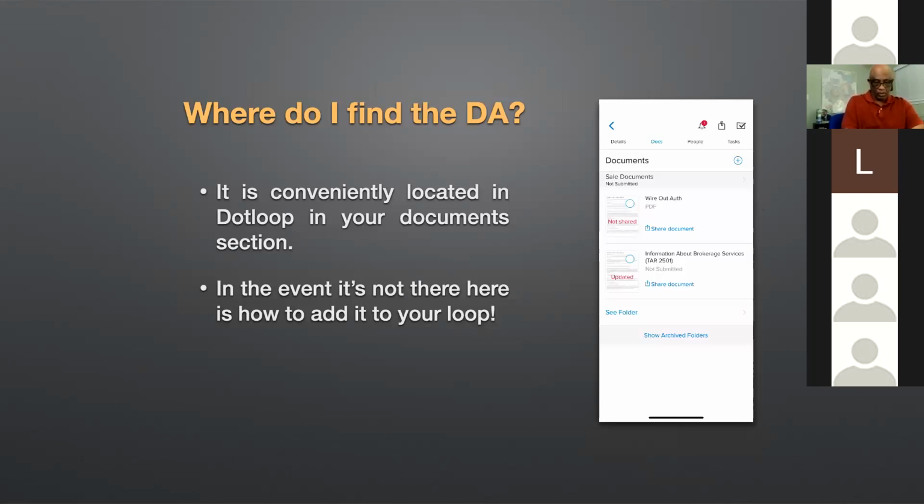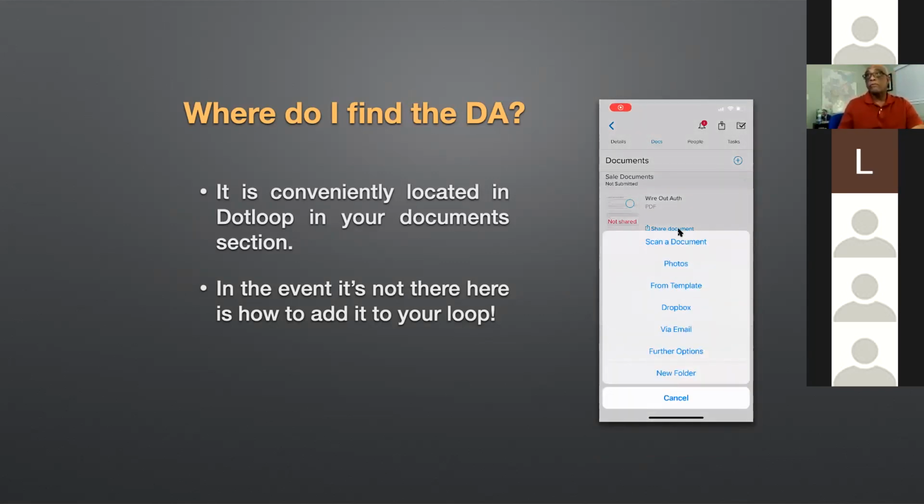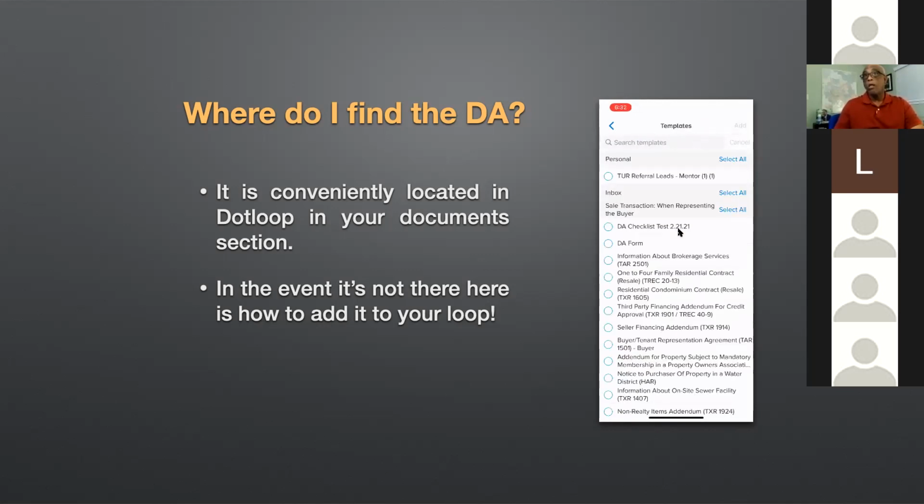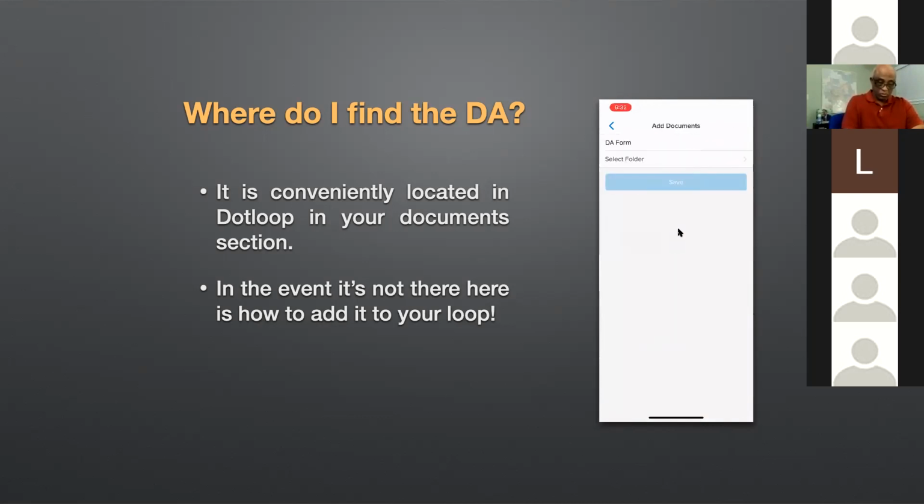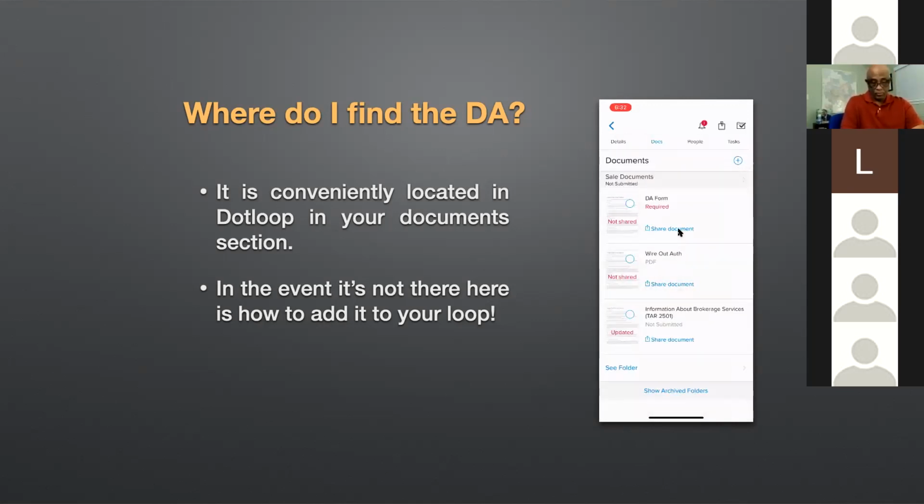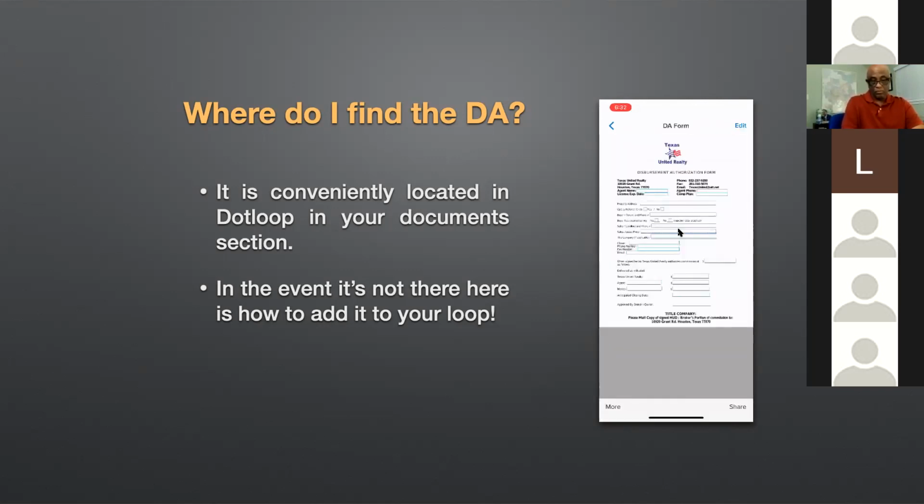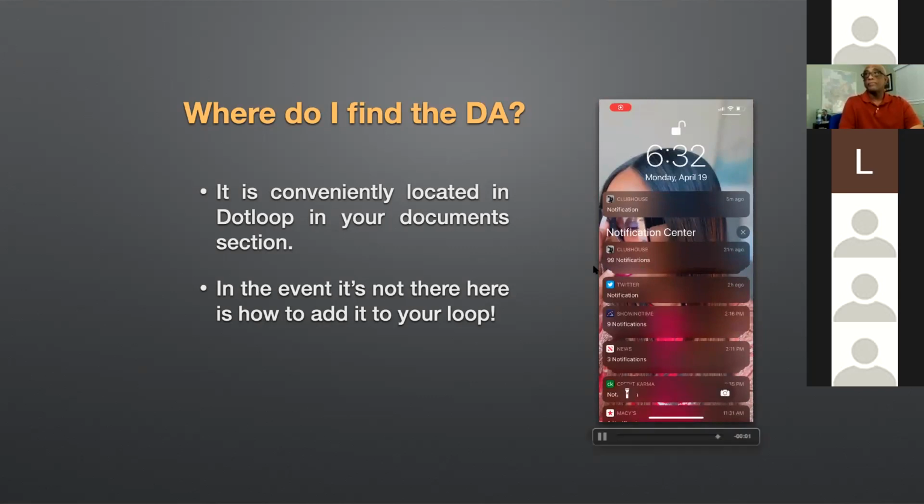So where do I find my DA? Your DA is going to be conveniently located in .loop in your documents section. In the event that it's not there, this is how you add it to your loop. I created a little video here on the right-hand side with a screen record. So if you go to the templates section, and I see one here with sales transactions when representing a buyer, you can just save it under the sale documents. And when you do that, it's going to pop up in your list of documents. It's there at the top, the DA form. There it is.